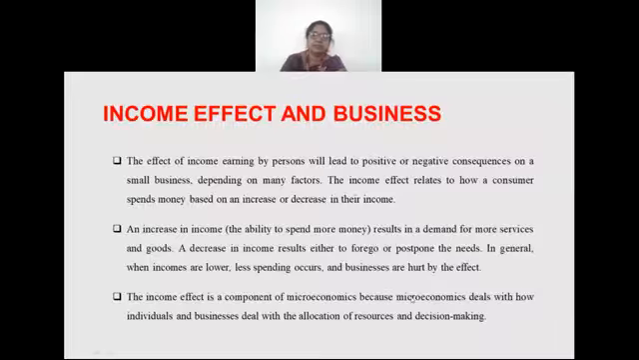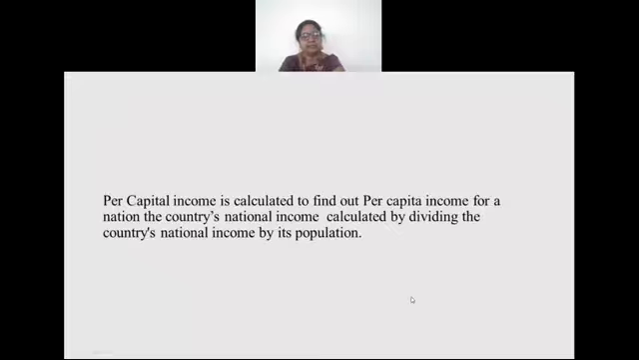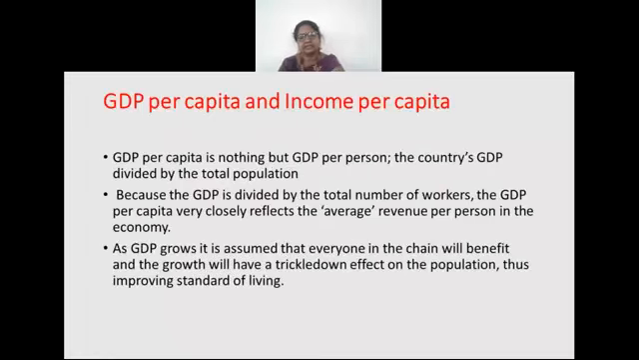Now, per capita, the same thing. Per capita income is calculated to find out the income for a nation: the country's national income is divided by its population. Okay, same thing. Now, next, GDP per capita and income per capita.